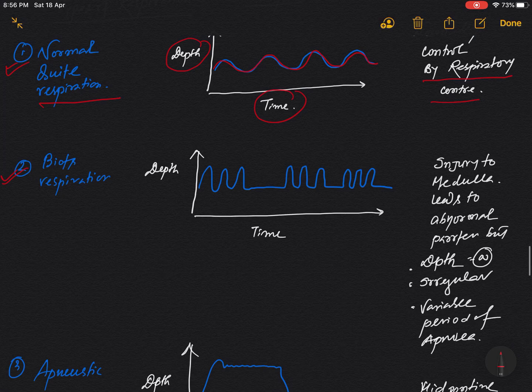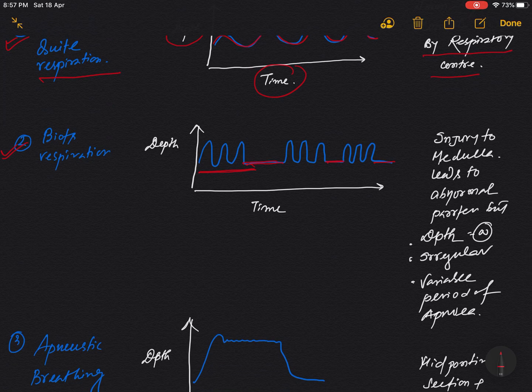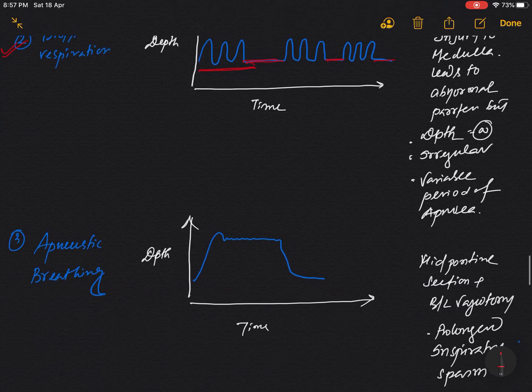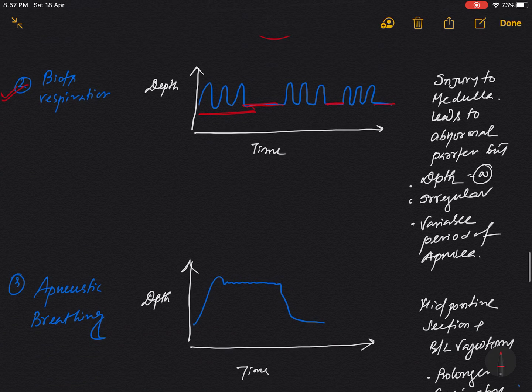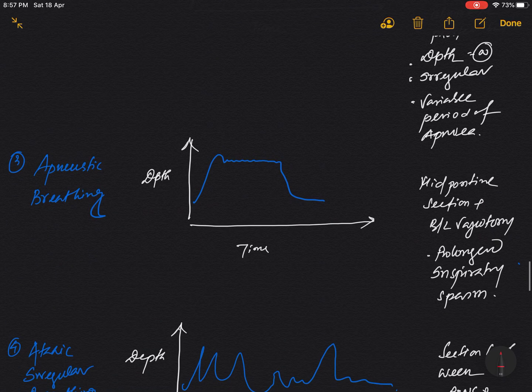Biot's respiration: the depth of the respiration will be the same, but the pattern will be irregular and there will be variable periods of apnea. It occurs due to injury to the medulla, leading to an abnormal pattern of respiration. This type of abnormal pattern of respiration is called Biot's respiration.